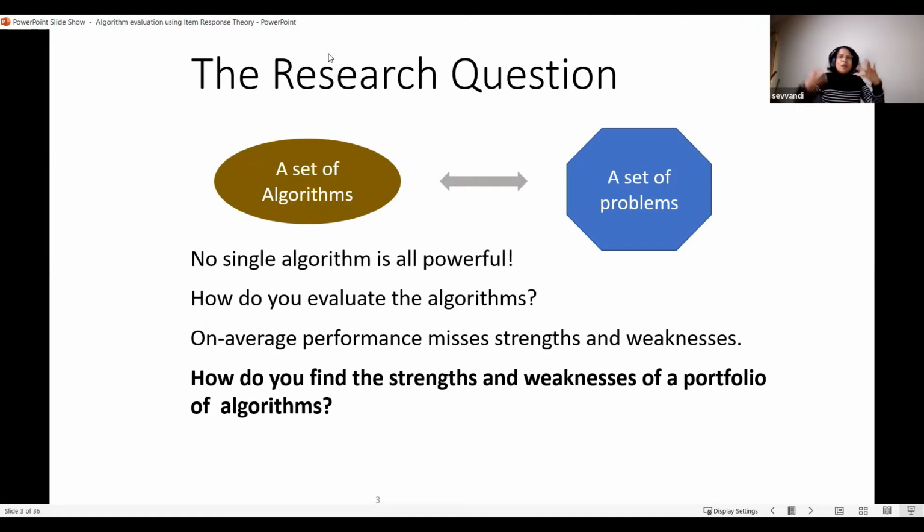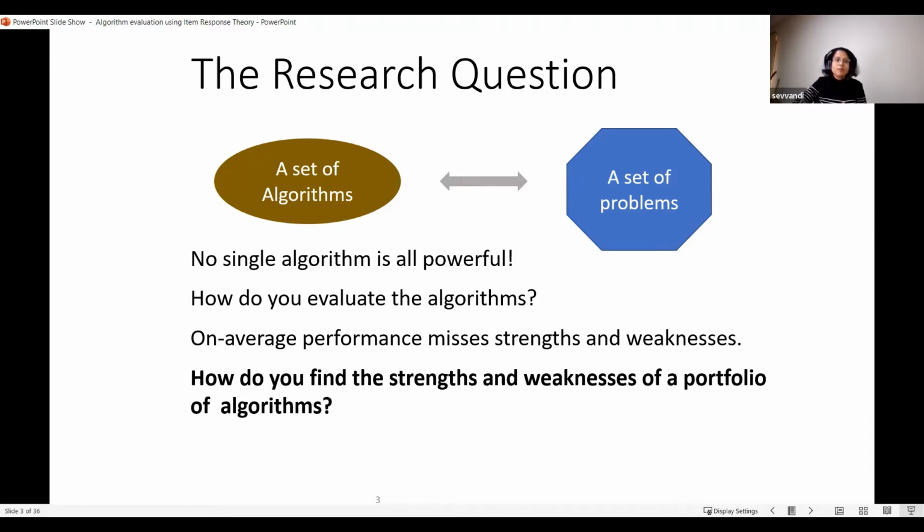So when we've got all these algorithms and all these problems, we know from all the work that's been done in this area before that no single algorithm is all powerful. There is no such thing as the best for everything. This broadly comes under the no free lunch theorems, so different algorithms are better for different problems. In these kinds of cases, how do we evaluate the algorithms? Of course, we can take the average performance, but if you say on average this algorithm performs best, this one second best, and so on, we are going to miss strengths and weaknesses.